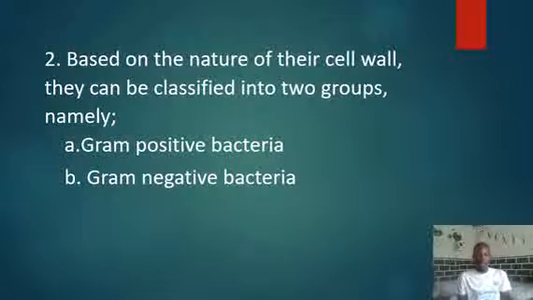Now I'm going to look at the second way by which they classify or group the bacteria. This is based on the nature of their cell wall, what the cell wall is made of, or how the cell wall is. Based on this, they group them into two main groups: one, the gram-positive bacteria, and two, the gram-negative bacteria. So we shall be looking deeper into these two.